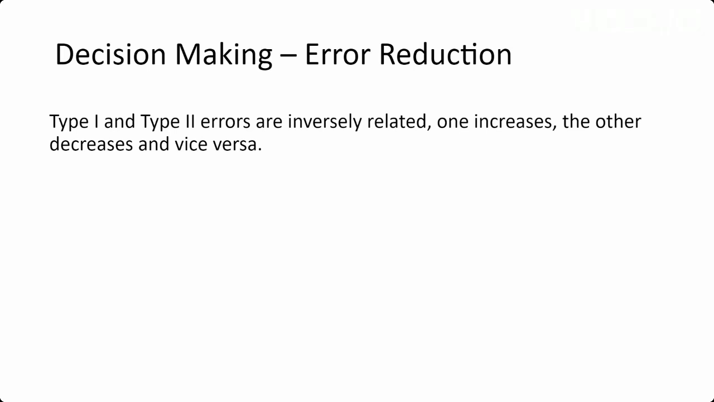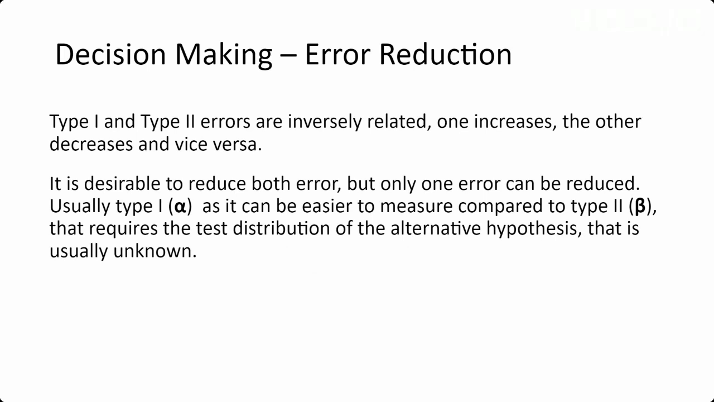Type 1 error and type 2 errors are inversely related. If one increases, the other one decreases, or vice versa. So it is desirable to reduce both errors, but only one error can be reduced. And usually type 1 error, which is alpha, is easier to measure compared to type 2 error, beta, which requires the test distribution of the alternative hypothesis. And the information about type 2 error is usually not available. You don't have those statistics or the actual distribution.